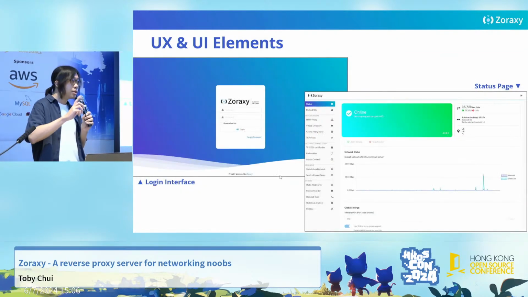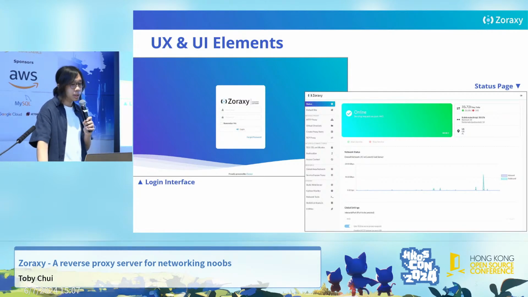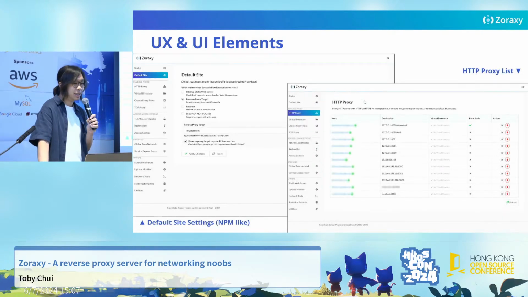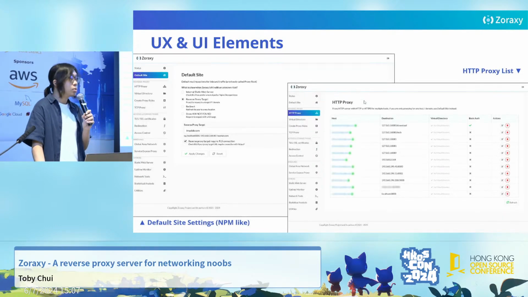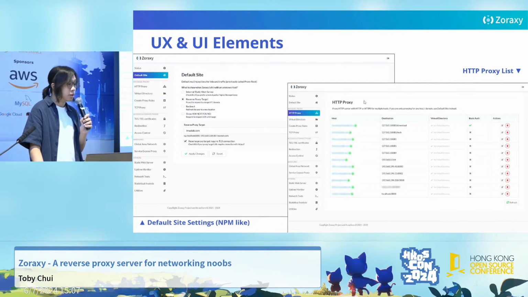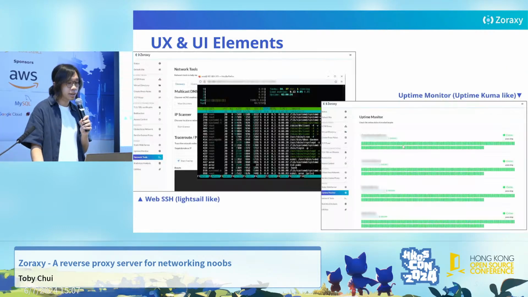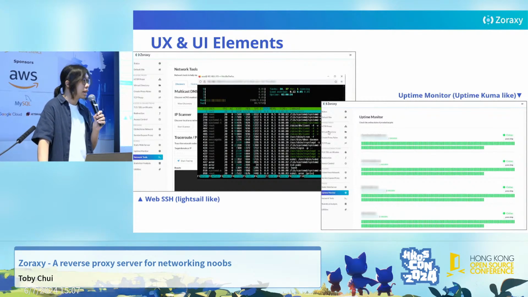One of the key features of Zoraxy is that it has a wonderful, beautiful UX and UI, including some of the most modern UI you can find in open source projects. Some of the interface also resembles other open source projects as well. For example, you can find the default site settings and the HTTP proxy list kind of resemble Nginx Proxy Manager of some kind. And also, if you are an AWS lover, you might have used Lightsail before.